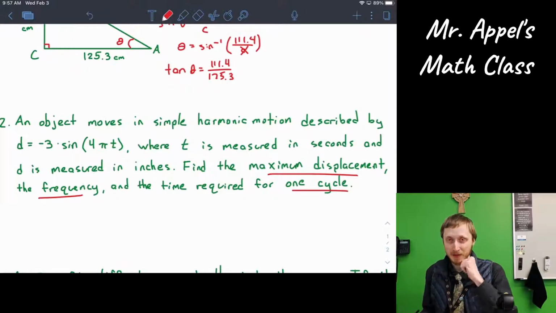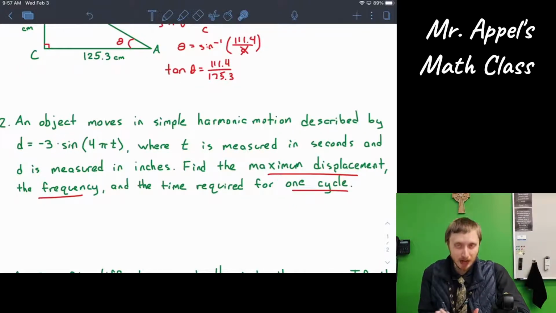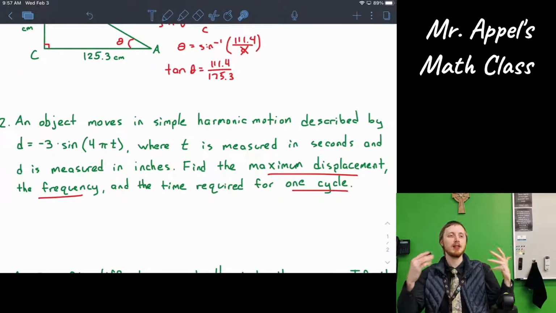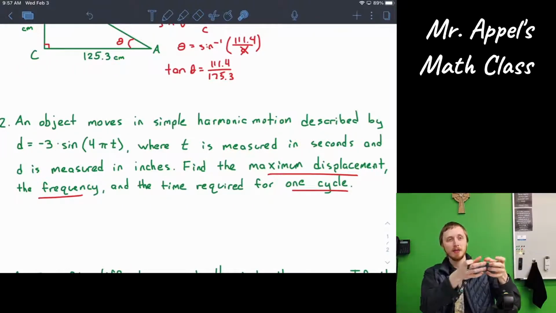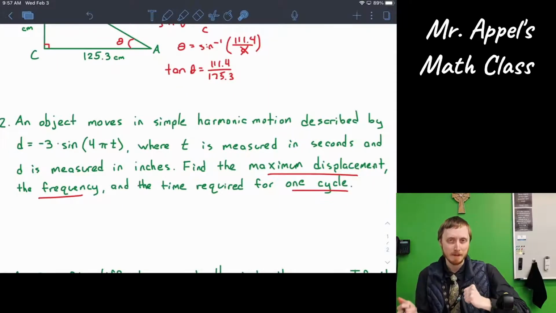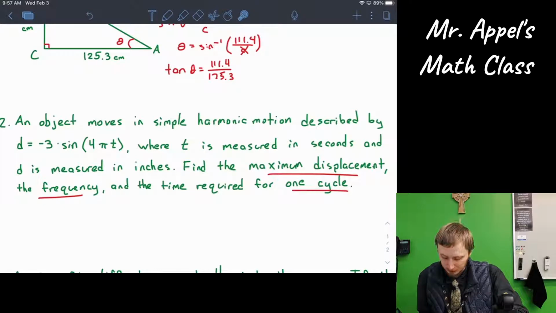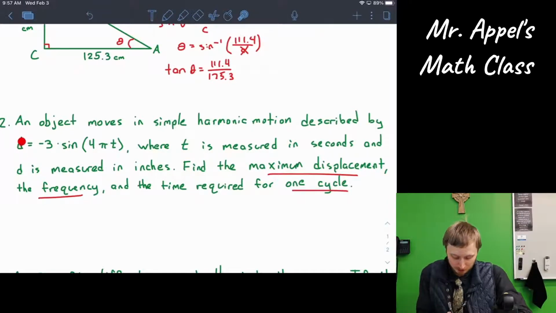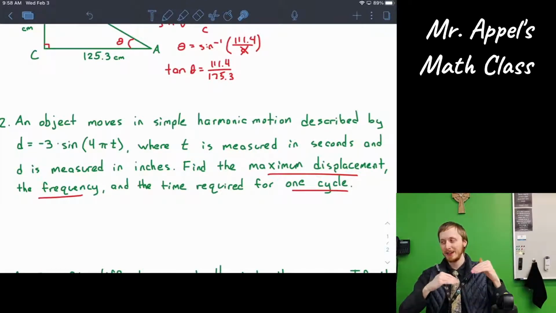Okay, we've got three things defined. They are, in fact, just three of our basic features of a sine function. The only thing that's changed here is now we've put it into context of, hey, there's a real physical thing that is moving this way. The function actually means something. If d represents its displacement, what is the maximum displacement? How far from that center position can it possibly go?